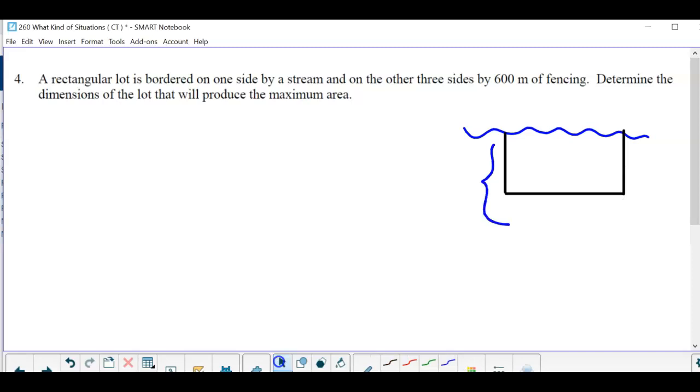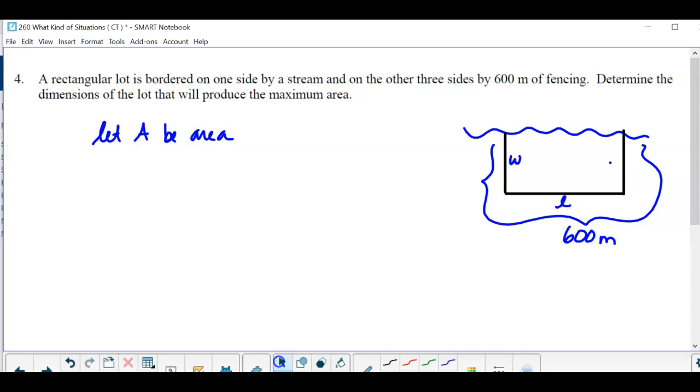So this is 600 meters of fencing. And it says determine the dimensions of the lot that will produce the maximum area. So let A be area. And then we want the dimensions. So you decide if you want to call the width W, and this would be length, right? So let W be width. And L be length.